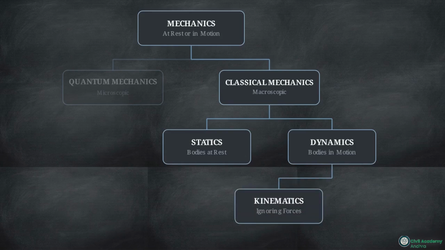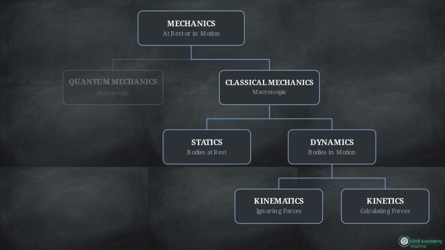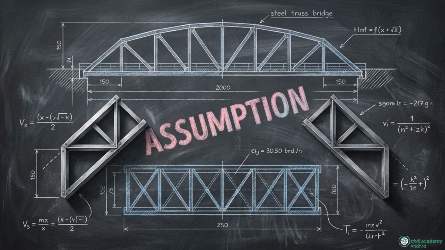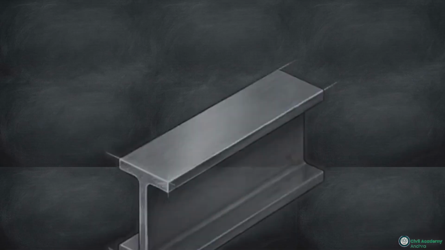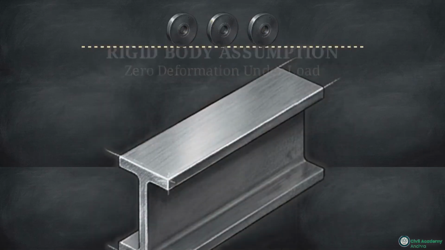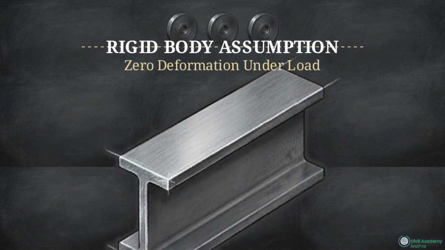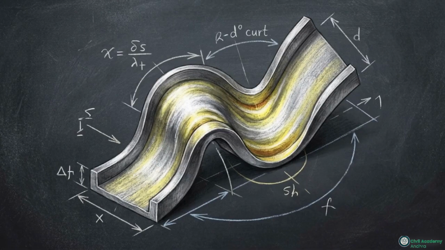Dynamics subdivides into kinematics, ignoring forces, and kinetics, explicitly calculating them. For engineering mechanics, we make a critical assumption. We assume every object is a perfectly rigid body. This means we treat the object as if it never deforms, stretches, or compresses under load. If you are studying how a body internally deforms, you have crossed over into the strength of materials.